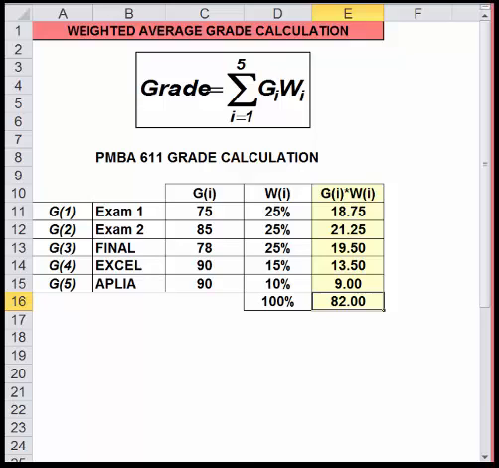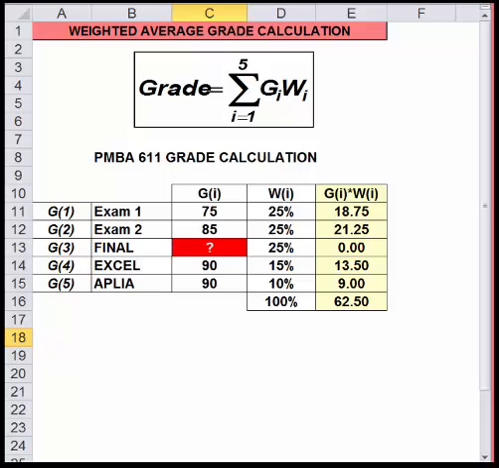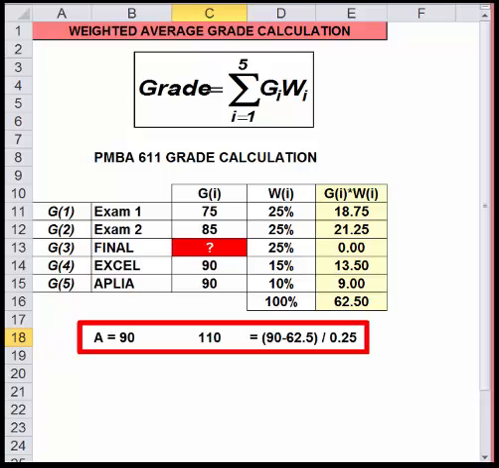That's straightforward. The question often comes up: what do I need to make on the final to get an A? Here are the steps. Multiply across for all your known values, all the grades that you've got, and add that up. In this case, the sum without the final exam grade is 62.5. For an A, you need a 90. The final is worth 25%. So 90 minus 62.5, divided by that 25%, says you need 110 on the final to make an A.